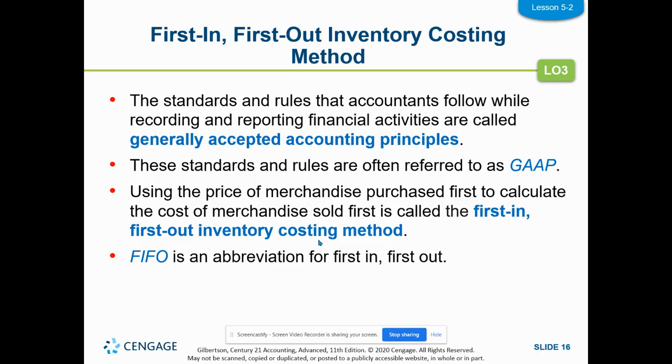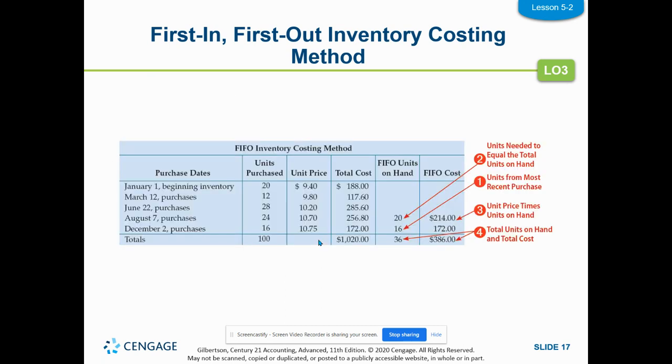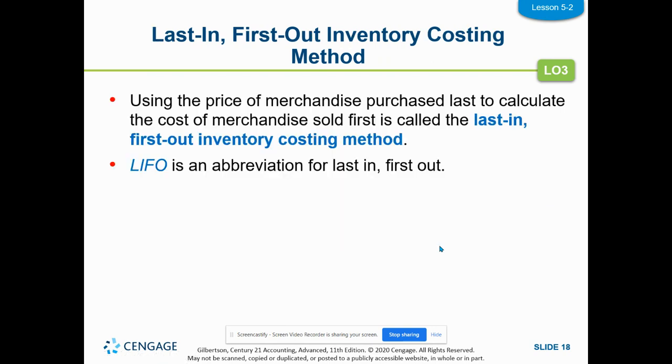So remember, those generally accepted accounting principles are what we call our GAAP, and then we have our first in, first out. So we did this. We've already done this before. So first in, first out means the items that are left are at the bottom. So the items that we're going to count are at the bottom. So there were 36 items, so we would take all 16 of the bottom, and then we would take what was left, which was 20 of the 24 at 1070. So this would give us our total units on hand and our cost for those.